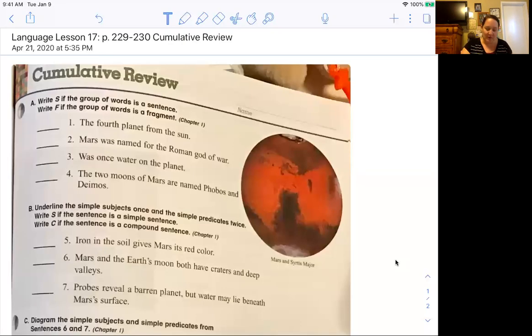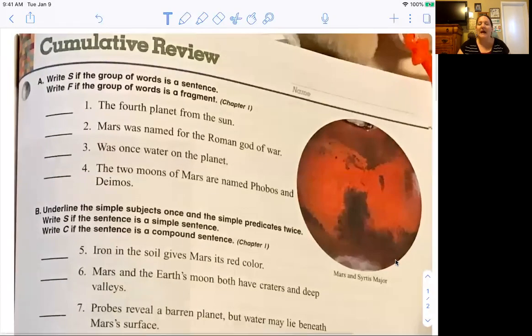Make sure you have a pencil and your book. Because it's cumulative review, there's not really a lesson per se. We're just going to go over it together. Okay, so it says write S if the group of words is a sentence and F if it is a fragment. Now, a sentence makes a complete thought. Subject, predicate, okay? Fragment is missing one of those.